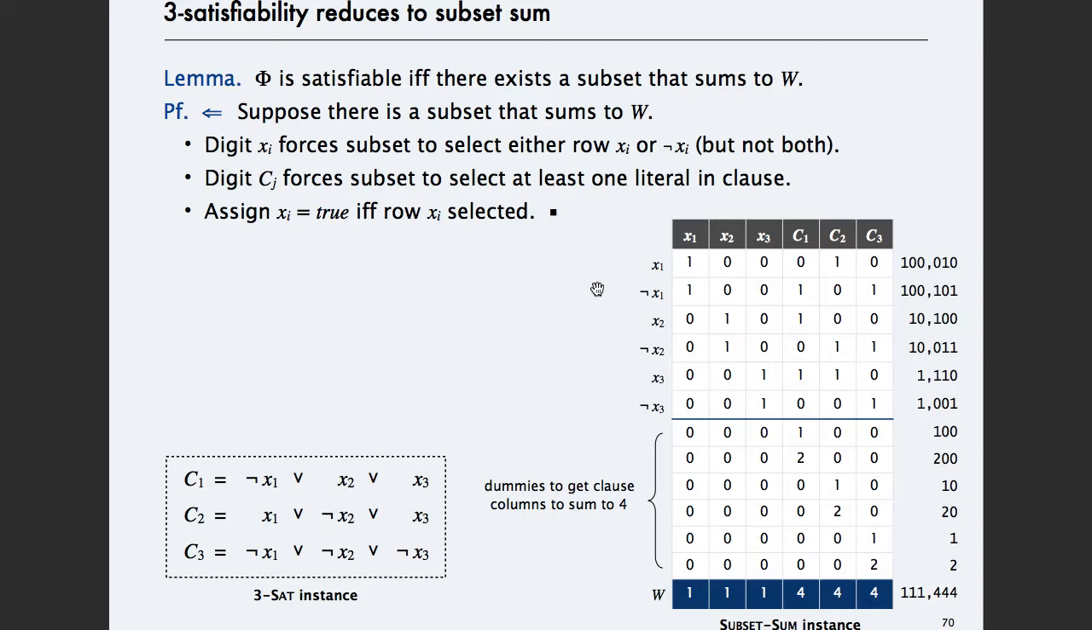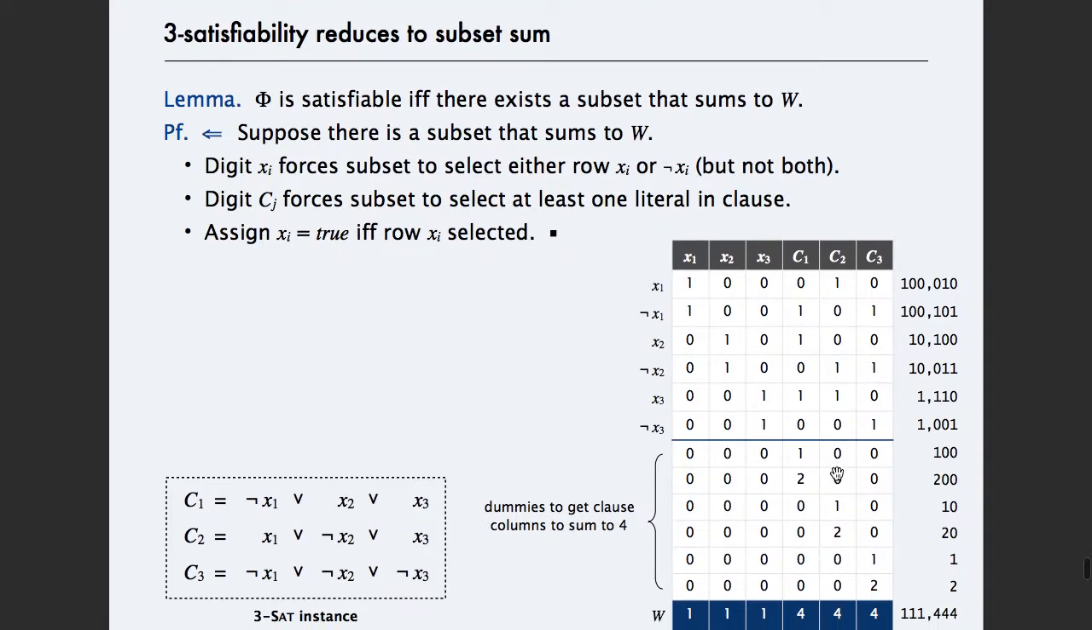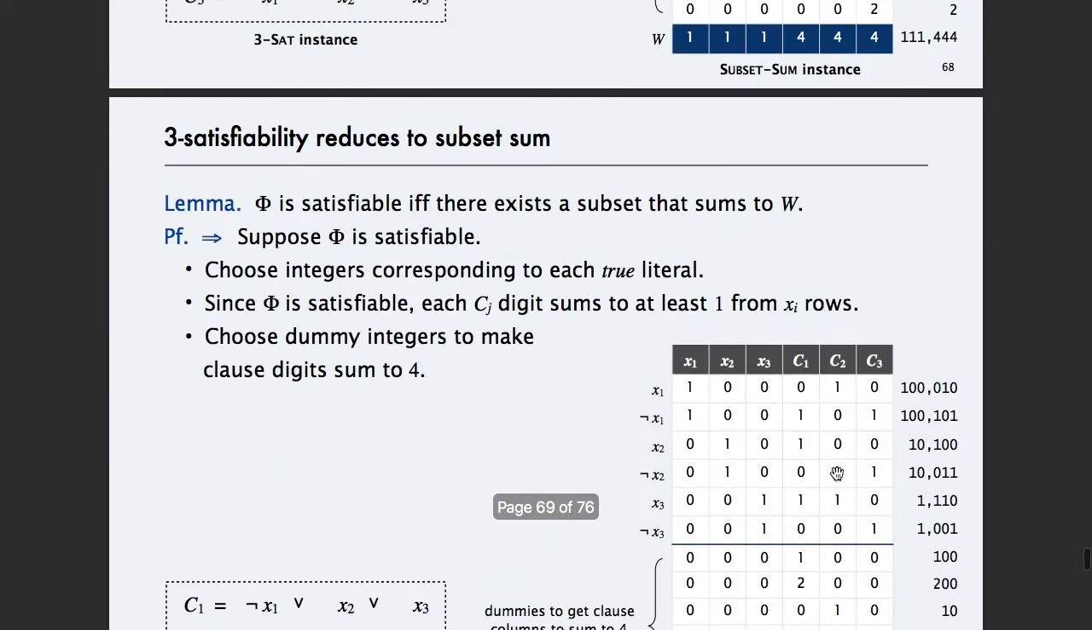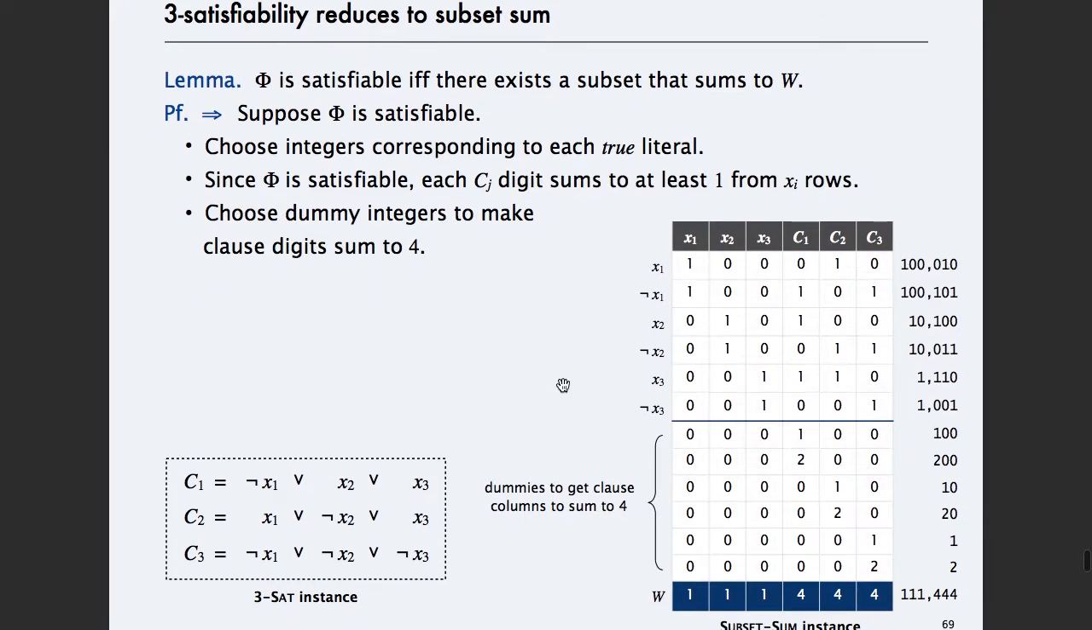So what we are trying to do is to reduce 3-SAT to subset sum. To basically show that if I have a satisfiable formula, I'm going to have a subset sum, and if I have a subset sum, I'm going to have a satisfiable formula. The way that we do this is by cheating and creating a bunch of numbers, and then we're going to do the subset sum.